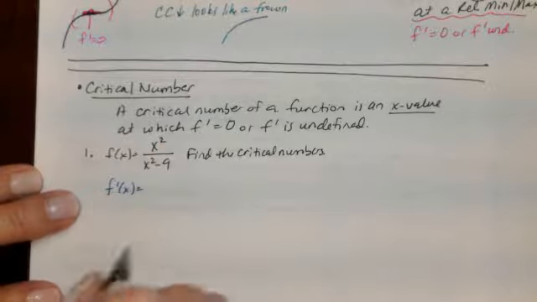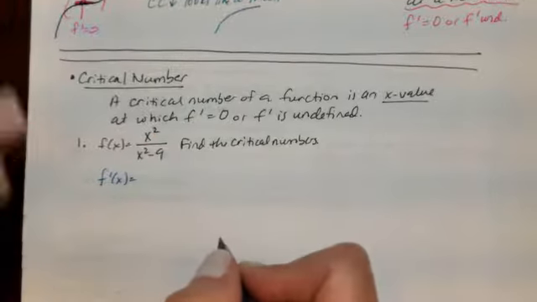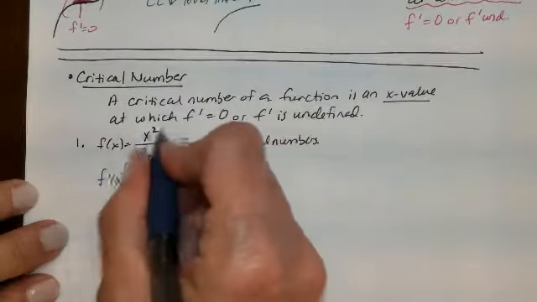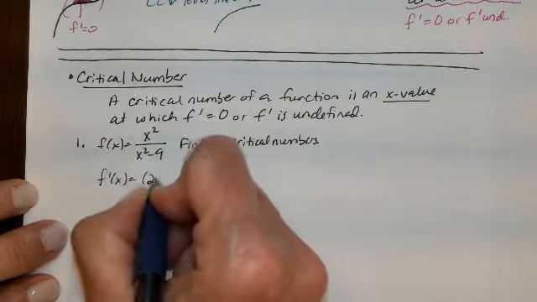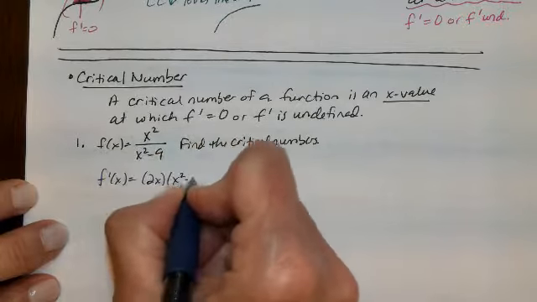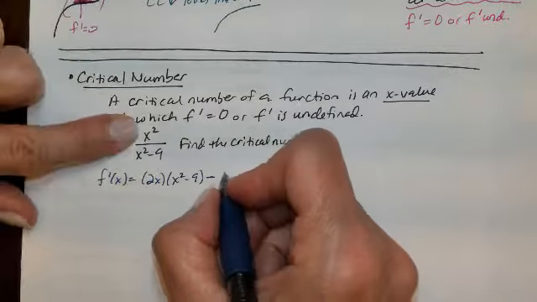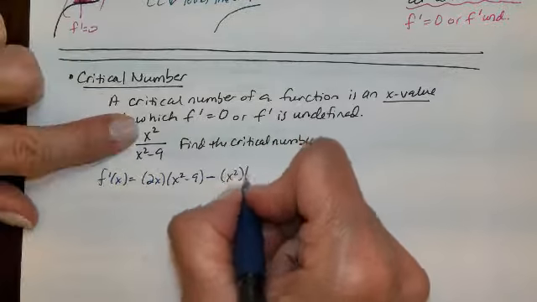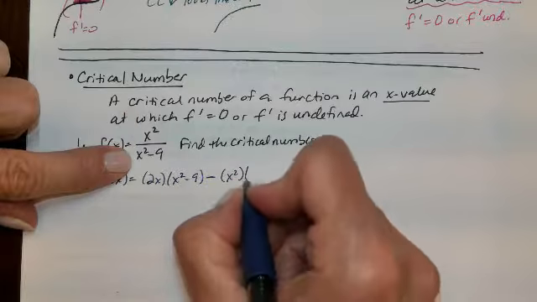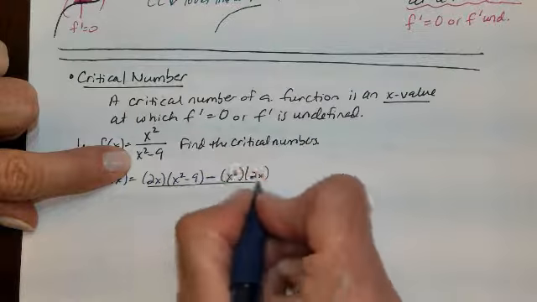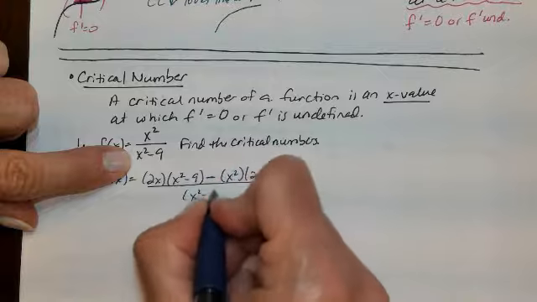We're going to need to use the quotient rule here. Quotient rule: start at the top, take the derivative, 2x. Multiply by the denominator. Minus is part of the quotient rule. Now we're going to keep the numerator the same and multiply by the derivative of the denominator, and then divide the whole thing by the denominator squared.